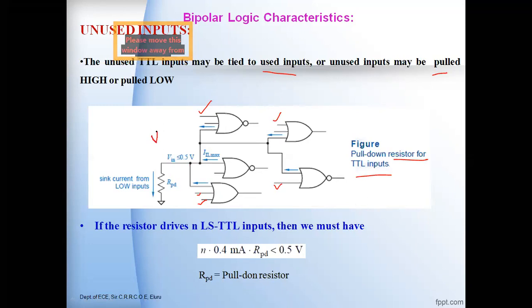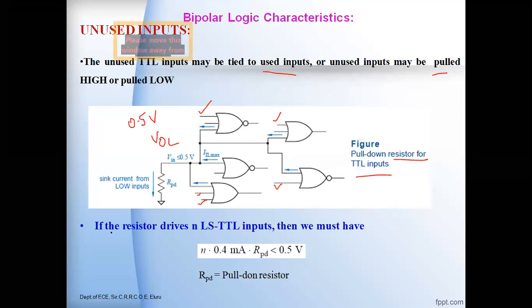And what is the maximum value of VOL in the TTL, the low state value? It is 0.5 volts here, isn't it? It is 0.5 volts, the VOL. So therefore the resistor which you connected here has a current flowing in it, and that current will not affect this 0.5 volts here. It will not affect the VOL maximum voltage of 0.5 volt here. So such that we have to take a resistor value.